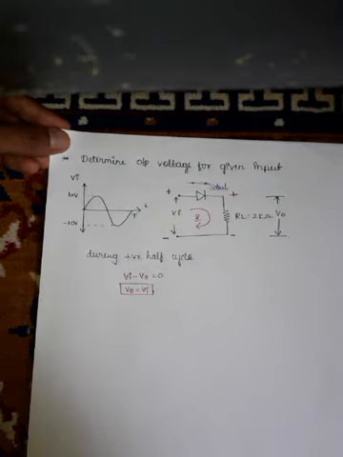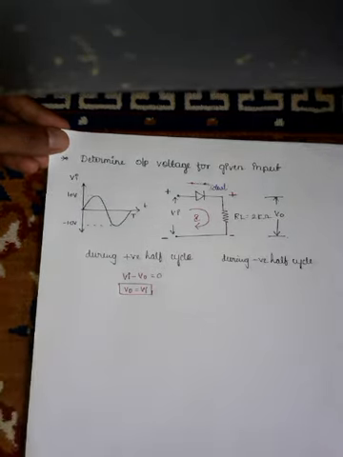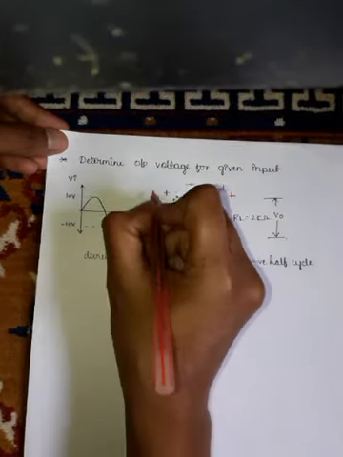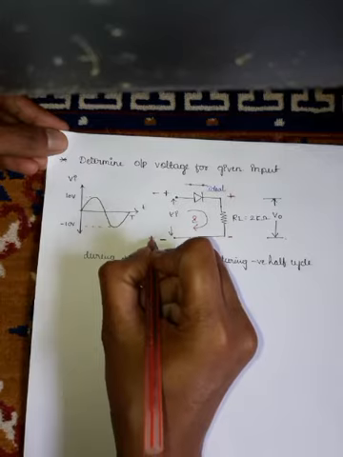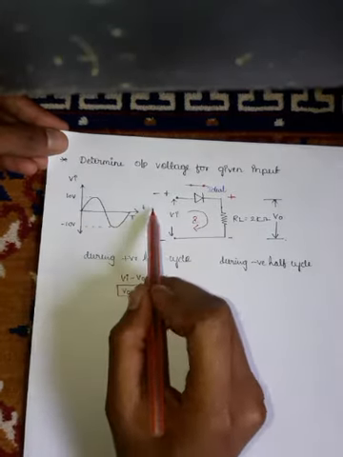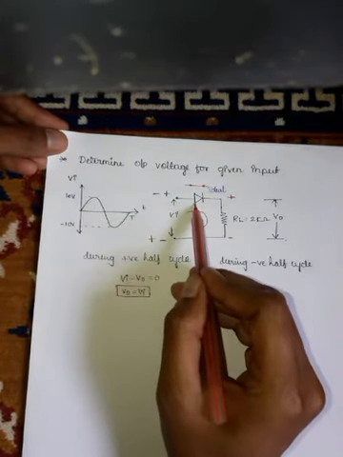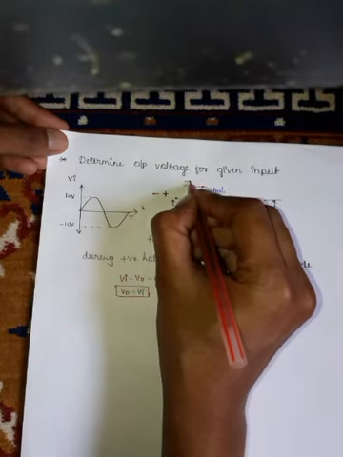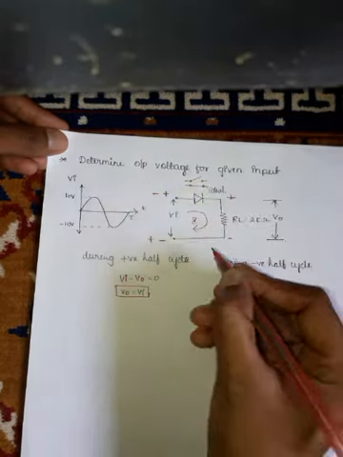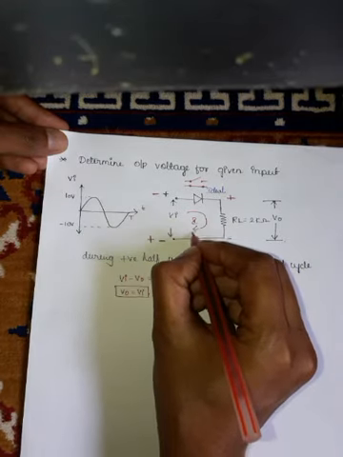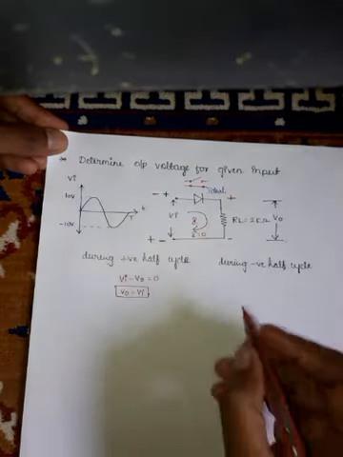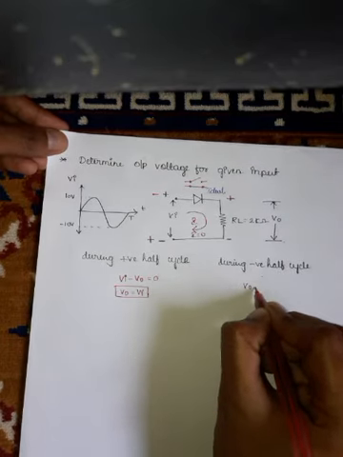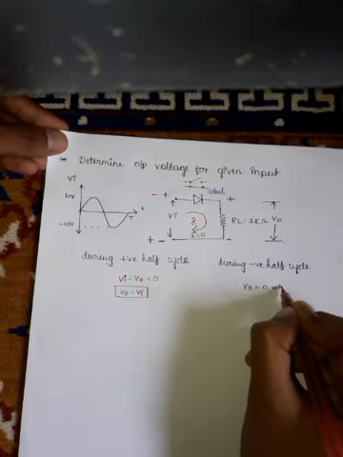So during the negative half cycle, the polarity will be like this, negative and positive. During the negative half cycle, the diode will be in the reverse bias condition. That means it will act as an open switch. The current in the circuit will be equal to 0. Therefore, during the negative half cycle, V0 will be equal to 0 volts.